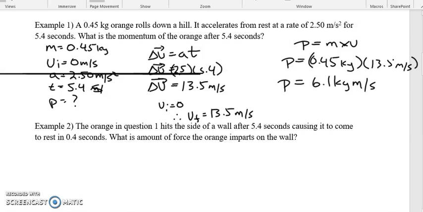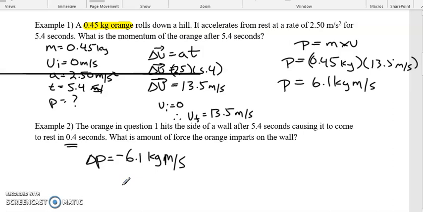Example number 2. The orange in question 1, so this particular orange, is going to hit a wall at the bottom of the hill and come to rest in only 0.4 seconds. So we want to know the amount of force, right? Well, its change in momentum is negative 6.1 kilogram meters per second, because it's got this momentum of 6.1 kilogram meters per second and is coming to a complete rest. It's now going to have a momentum of 0.